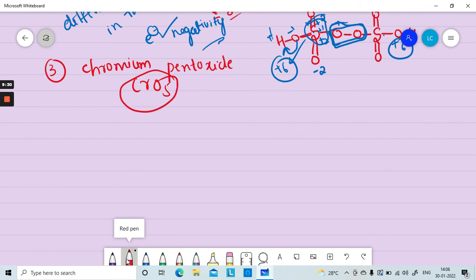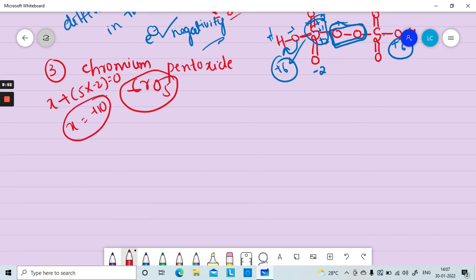So I will give you one more example. You have to calculate the oxidation state of chromium in chromium pentoxide. I will write the formula, CrO5. In this, you have to determine the oxidation state of chromium. Yes, can you do this? Try. If you go with the manual or conventional calculation, you will put chromium as X plus 5 oxygen, each giving minus 2, equals 0, so X equals plus 10.